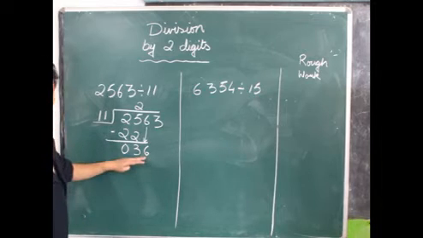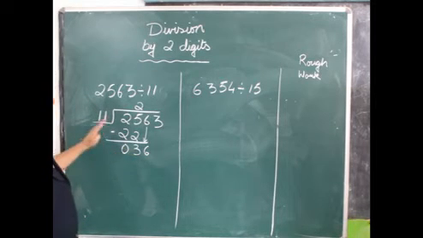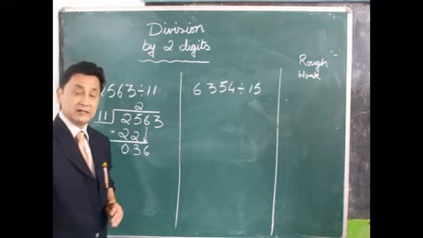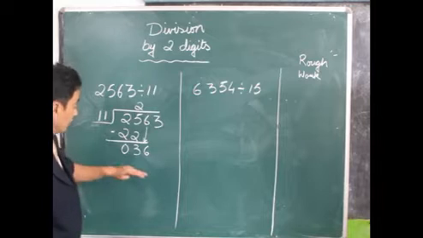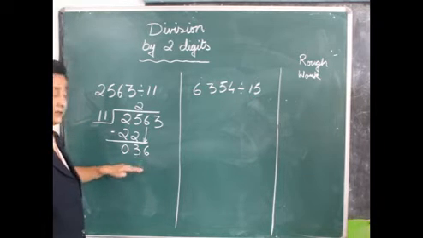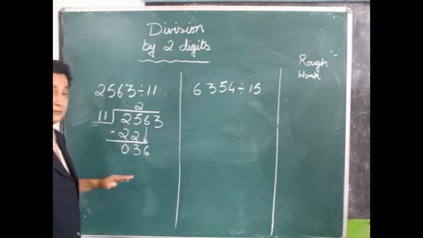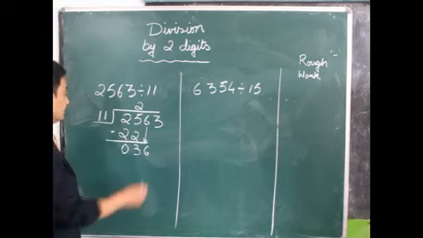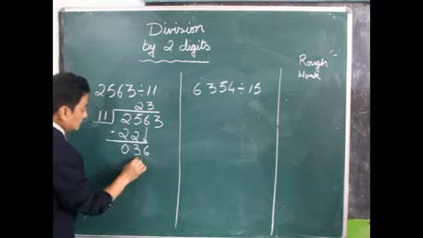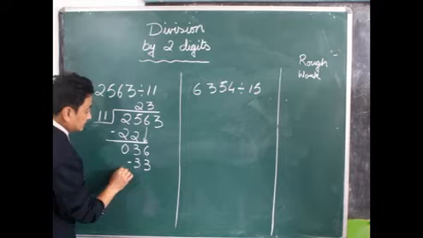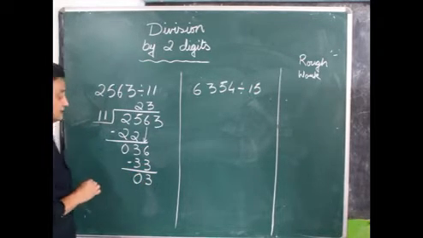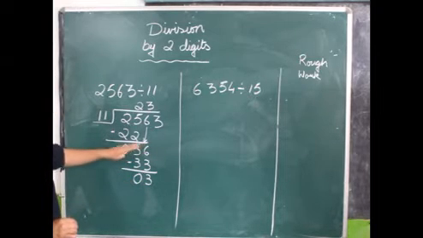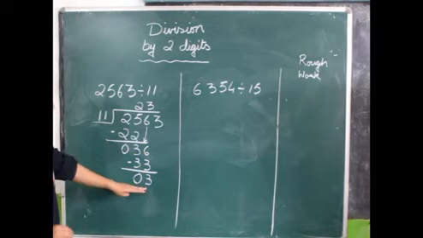What do we have here? Which number? 36. So let's do the tables. 11 ones are 11, 11 twos are 22, 11 threes are 33, 11 fours are 44. Can we put 44? No, 44 is bigger than 36. So 11 threes are 33. Yes, it will go. 6 minus 3, 3. 3 minus 3, 0. So 36 minus 33 is 3.